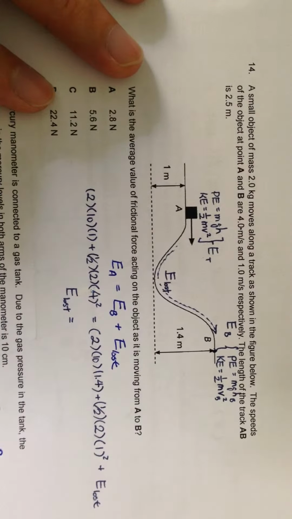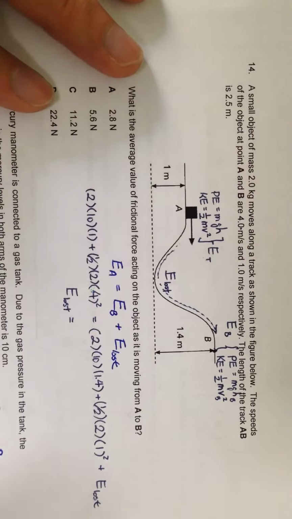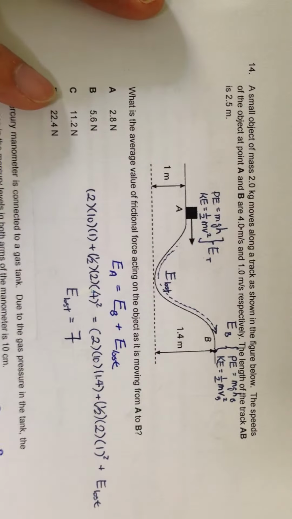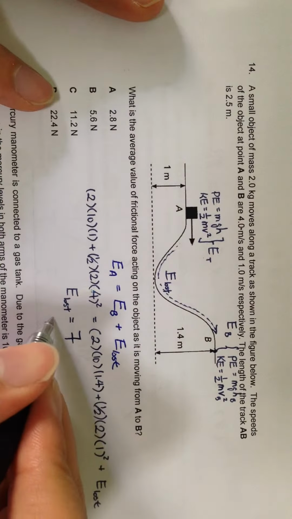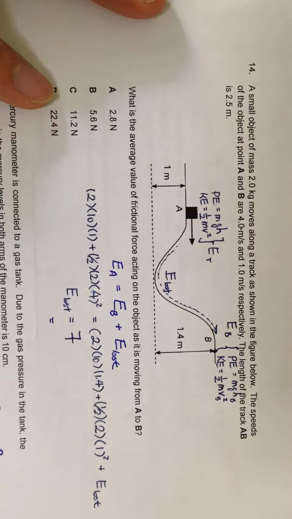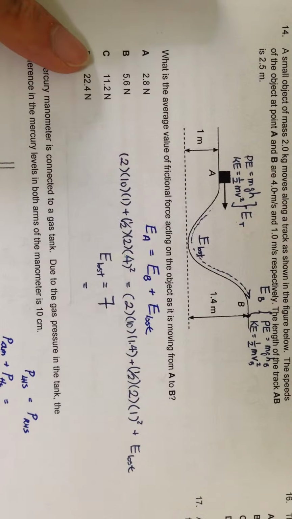Of course there is a shorter way of doing this, but let's not do the shortcut way. If not, you do not know what is going on. So you will find that the energy loss is actually 7 joules. Now this energy loss, like I said earlier, is actually due to the work done against the friction.